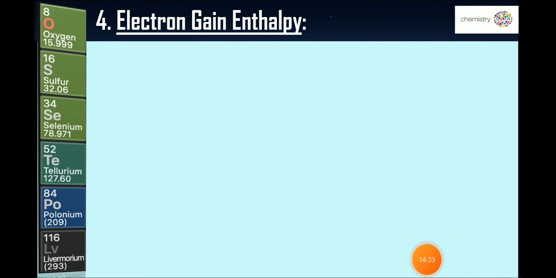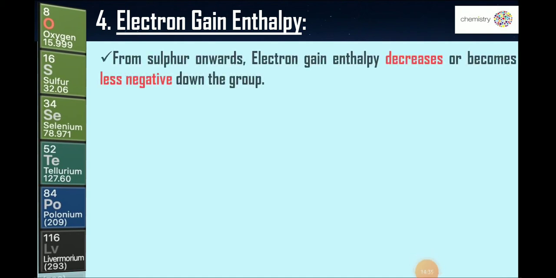It's electron gain enthalpy. Do you remember the definition of this property? It's a change in energy. Electron gain enthalpy is the change in enthalpy that occurs when an electron is added to an isolated gaseous neutral atom in its ground state. So whenever an electron is added to the neutral atom, whatever the change in enthalpy that takes place is called electron gain enthalpy.